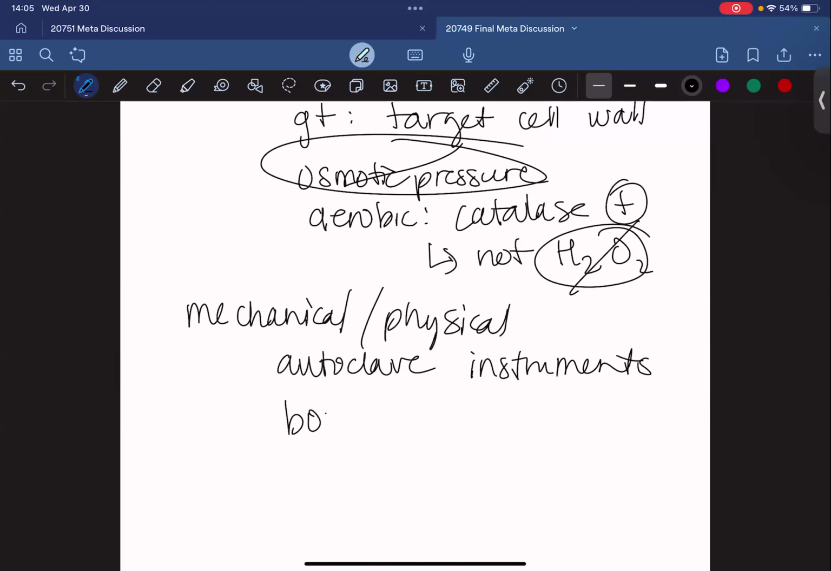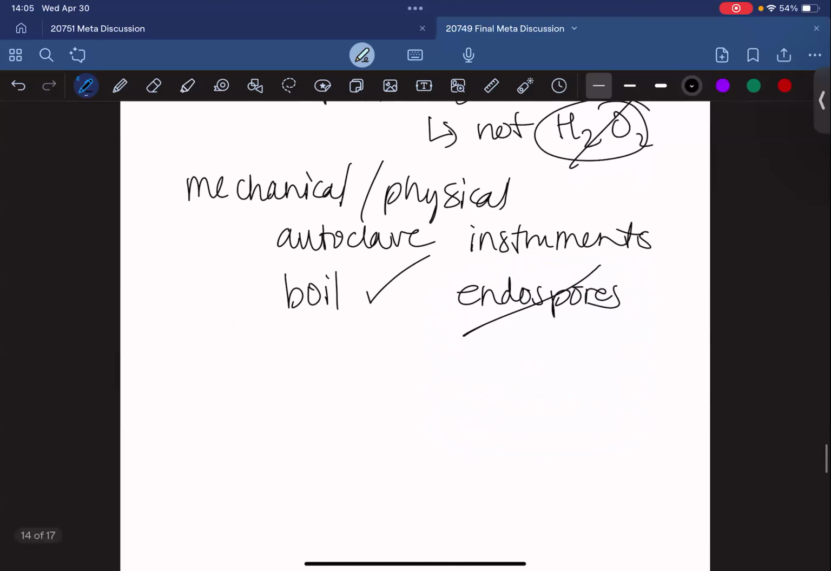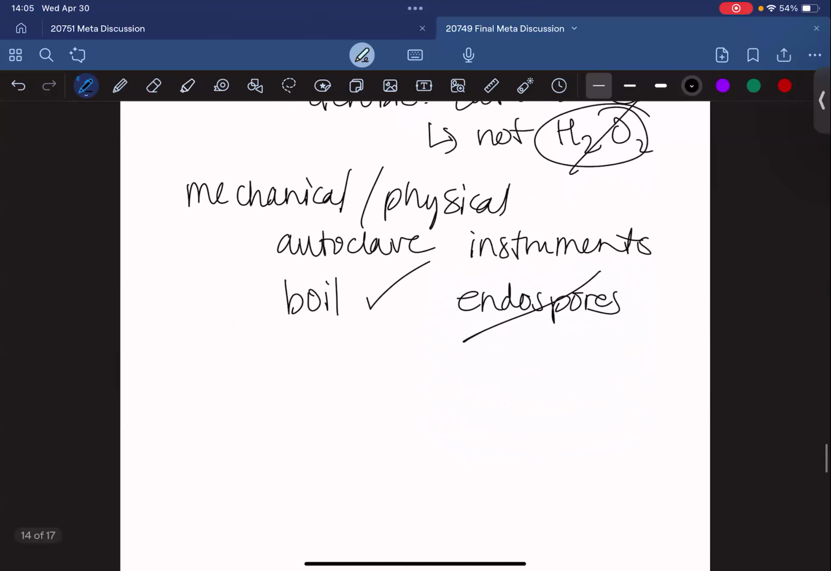If we boil things, this would still be good because this guy doesn't have endospores, which is the problem with boiling. We could even wash our hands. The detergent in the hand wash will allow for physical removal of those microbes. I'm literally scrubbing them away. That physical action of that would help remove them.